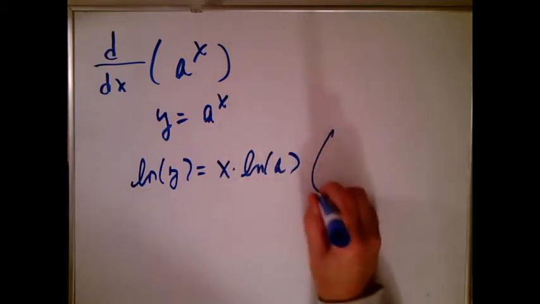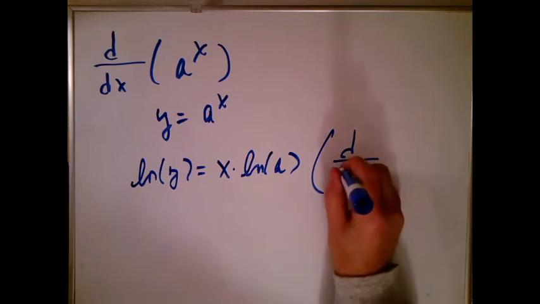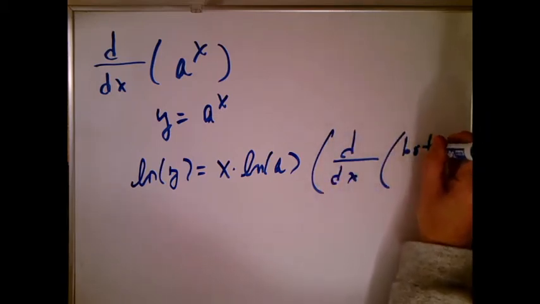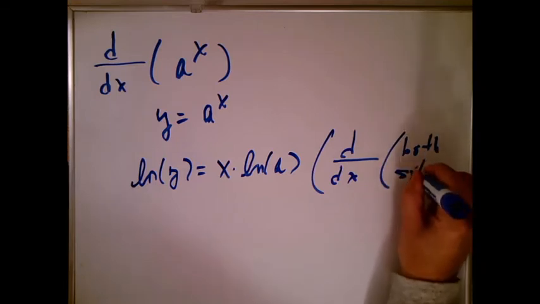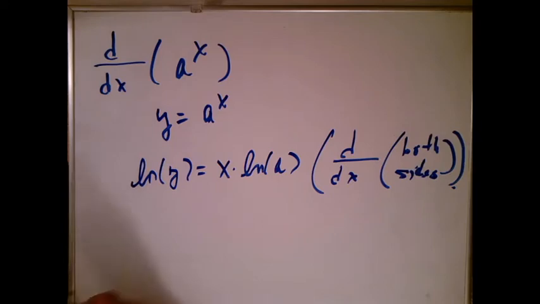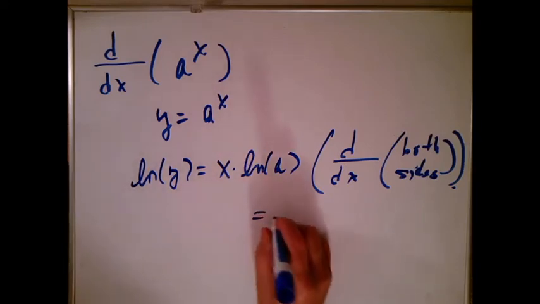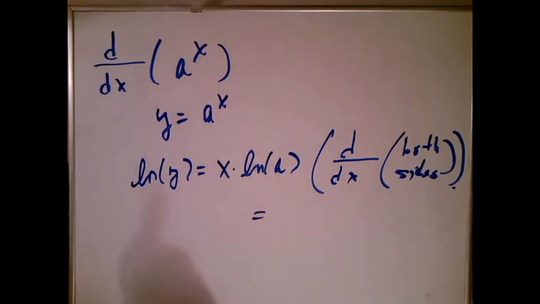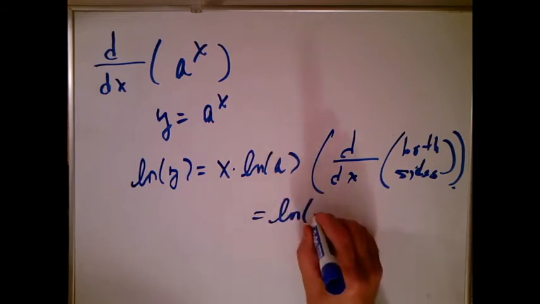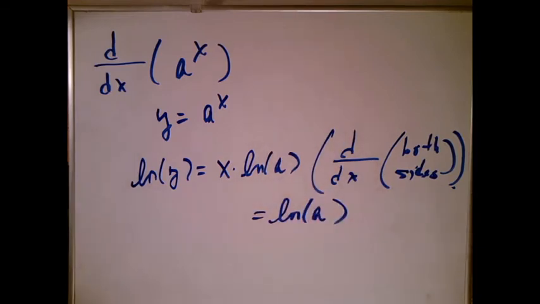And then what I want to do is take the derivative of both sides. Now, believe it or not, the derivative of the right-hand side is easier. Because a was a constant, the ln of a is a constant. Right? So the right-hand side just looks like a constant times x. That's a linear function. The derivative of a linear function is just the number that's next to x. So all I get here is the ln of a. That was the easy side.